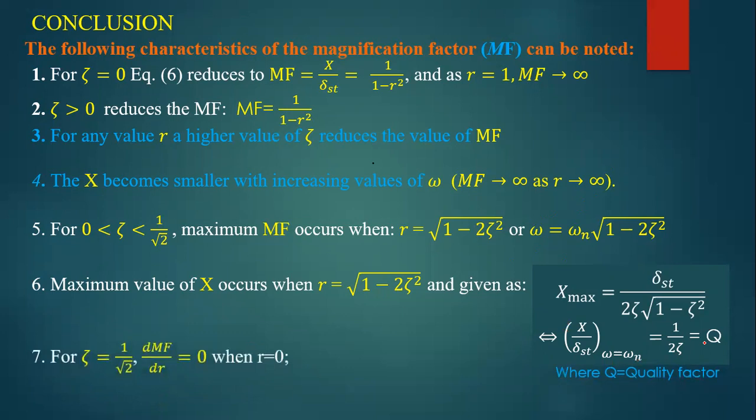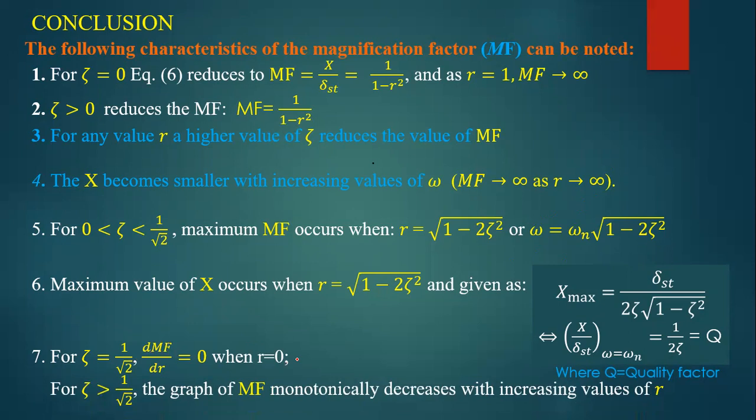For zeta equal to 1 over radical 2, differentiating the magnification factor with respect to the frequency ratio, we can get the result. For zeta greater than 1 over radical 2, the graph of the magnification factor monotonically decreases with increasing value of r.